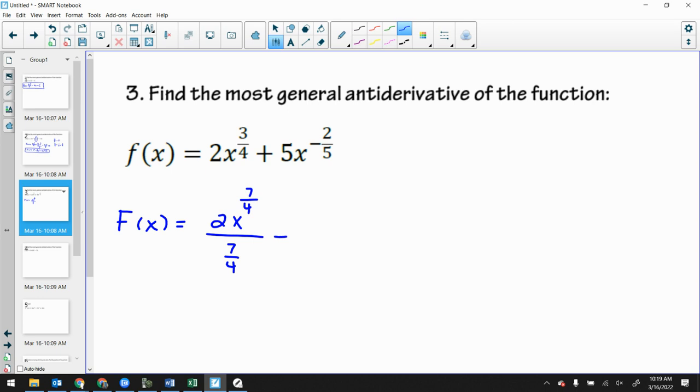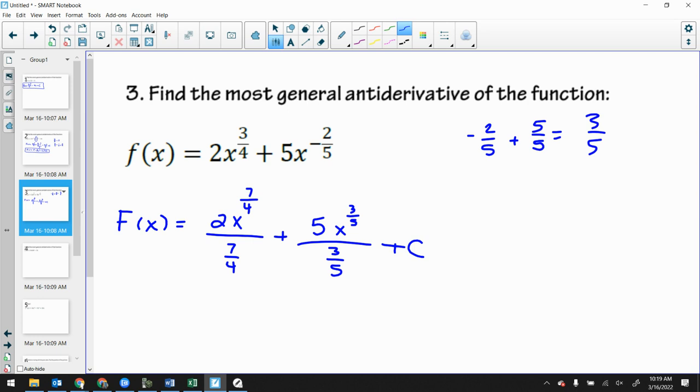Again, plus 5x to the, now I'm at negative 2/5. I want to take negative 2/5 plus 1, right? Okay, well, think about that. Isn't 1 equal to 5/5? So negative 2/5 plus 5/5 is 3/5. So x to the 3/5 divided by 3/5 plus c.